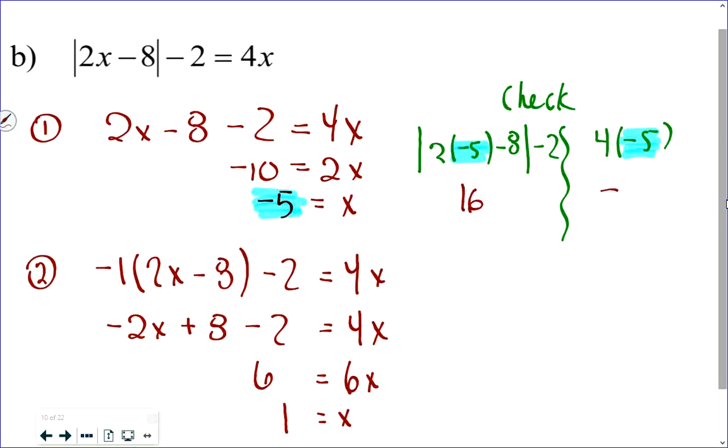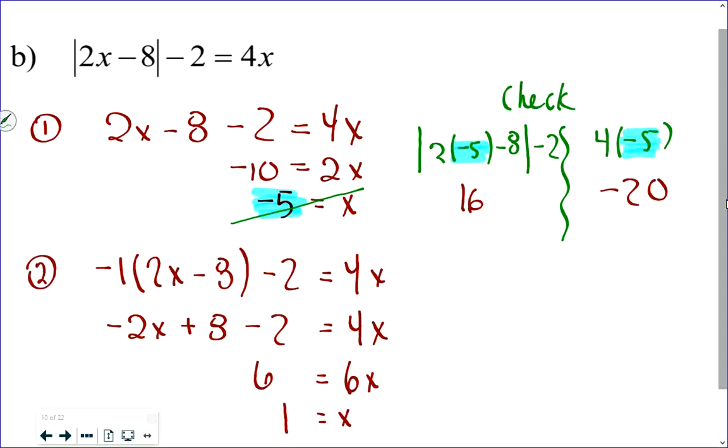4 times negative 5 is negative 20. Nope, sorry. Negative 5 is not a solution because we get a ridiculous statement, 16 equals negative 20. And I was going to say it's not even close. Not that it would matter if it's close, it's not equal.